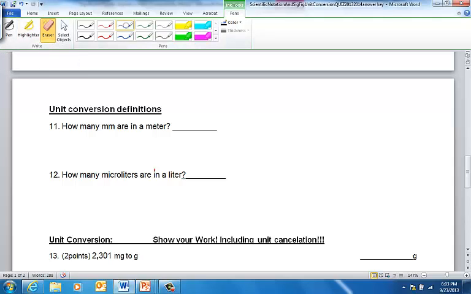So when we do conversions, how many millimeters are in a meter? By definition, there are 1,000. How many microliters are in a liter? There are 1 million.